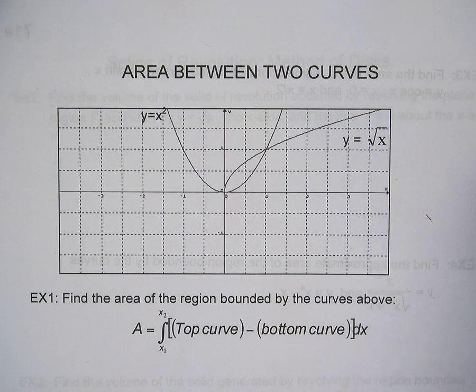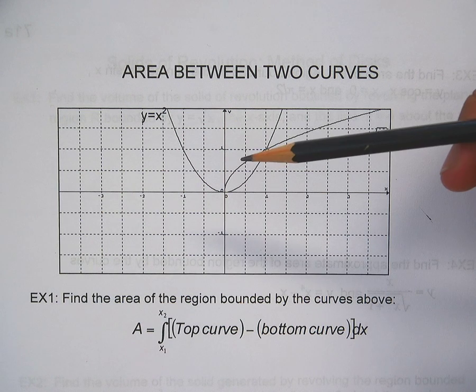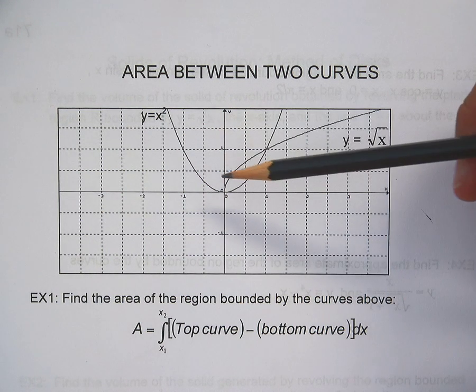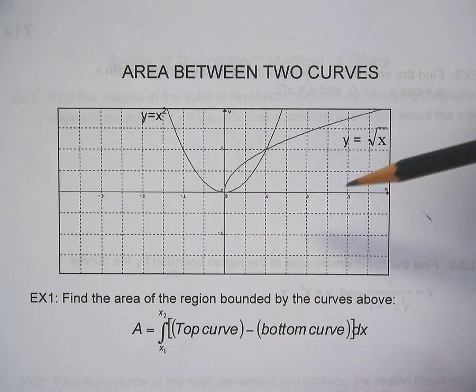The area between two curves is what we're going to be talking about today. It's a relatively simple process. I've got a graph to show you real quick. This is a graph of x squared, the parabola, and the square root of x, your parent square root function.